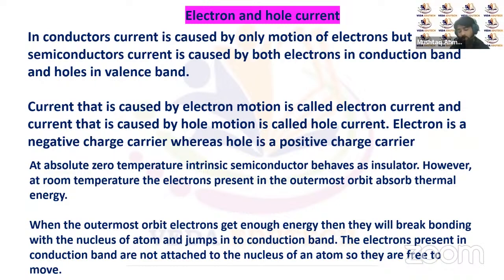So when a bond is broken, two things are created. One is the electron making a transition to the conduction band, and the other is a hole site. The movement of electron and hole creates a current, which we call electron and hole current, within the semiconductor.